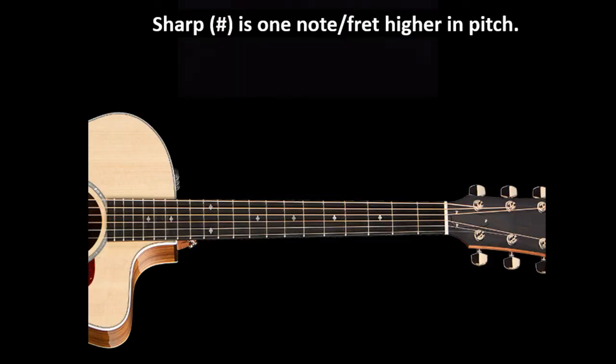A sharp is simply one note, or fret, higher in pitch on your fretboard. For example, this is A, and this is A sharp. Again, A sharp. Notice the A sharp is higher in pitch.